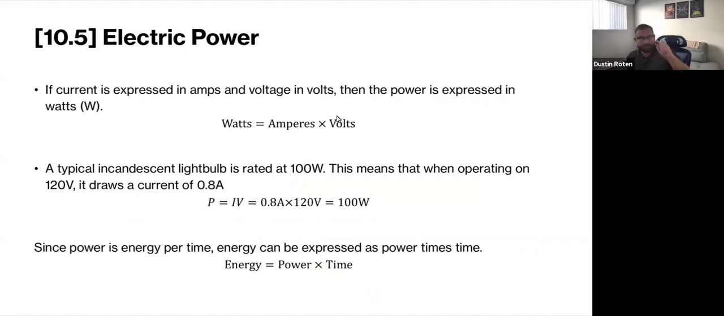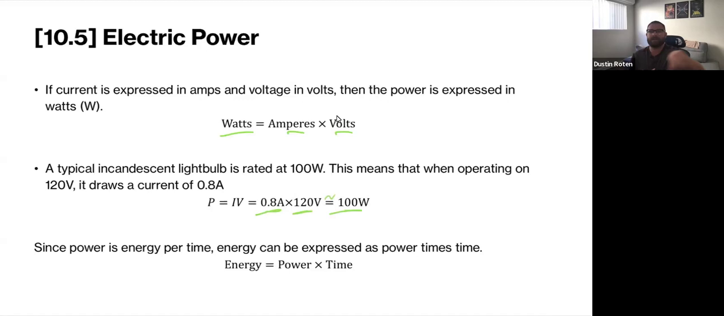If current is expressed in amps and voltage in volts, which is usually true, then the power is expressed in watts. Here's a reiteration of those units: watts, amps, and volts. For example, a typical incandescent light bulb is rated at 100 watts. This means that when operating on 120 volts, it draws a current of 0.8 amps. You can plug these in and check the equation, and as an approximation, you get about 100 watts.